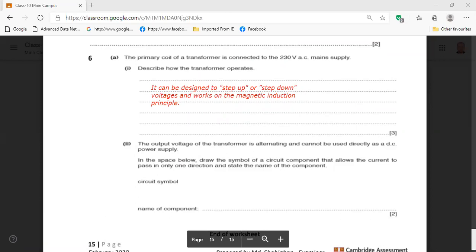Yeah, magnetic induction principle. Okay, so you also add that one, change in magnetic field. We are getting change in magnetic field in the primary, which is producing induced EMF in the secondary, according to the number of turns.